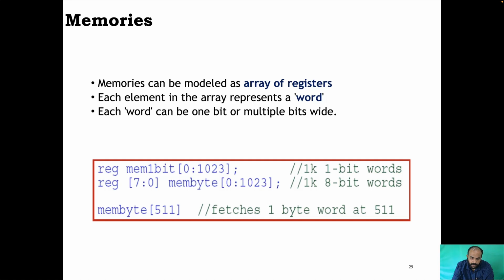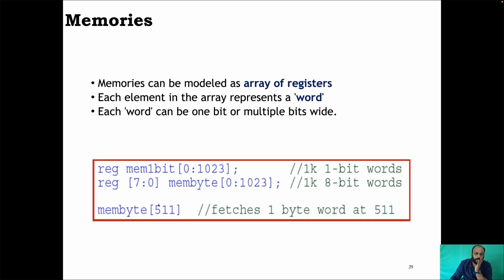Next example, it's a declaration of another memory by the name membyte, and it is an array having 1024 rows. The first row is row number 0, and each of these 1024 rows can accommodate 1 byte of information, or one 8-bit vector. So this declaration represents 1 kilobyte memory.